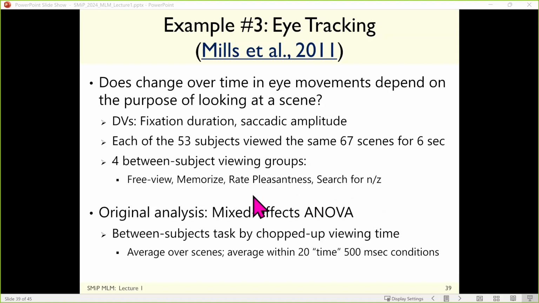So when I got into this project, it was because I was a faculty member on the student's master's thesis committee, and this is what he presented to me. Well, we're going to do a mixed effects ANOVA. We're going to have my between group manipulation, and then viewing time, I'm just going to cut it up into 500 millisecond intervals. I was like, no, you're not. This is going to become a multi-level model.